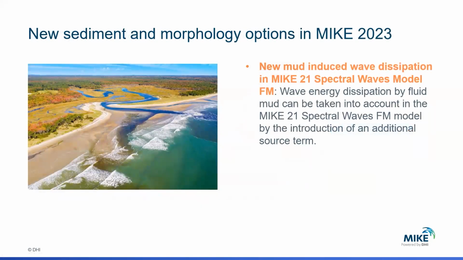On the spectral wave side, in 2023, we introduced wave energy dissipation by fluid mud. And this was to give us a better understanding of nearshore wave conditions, particularly in coastal areas where mud can shoot out of an estuary and can have a significant effect on wave conditions.